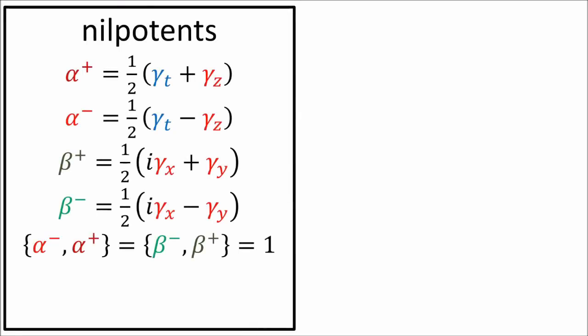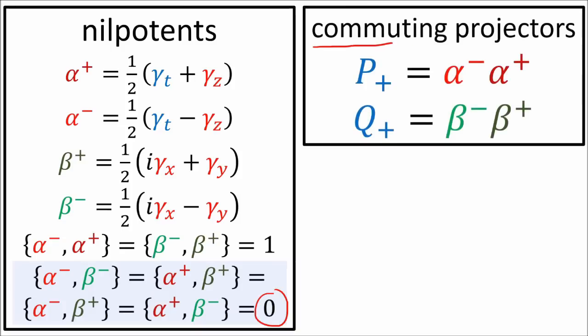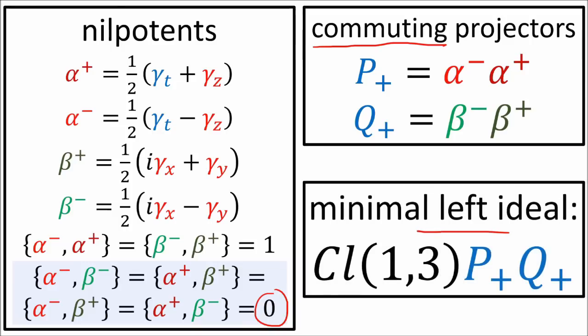So just to make this clear, when we build projectors from pairs of nilpotents, where the nilpotents between the pairs anti-commute with each other, we end up with projectors that commute with each other. Now we can take our ideal, produced by P+, and multiply it onto the commuting projector Q+. This gives us an even smaller ideal, which in fact happens to be a minimal ideal. So this is where spinors live in the space-time algebra.